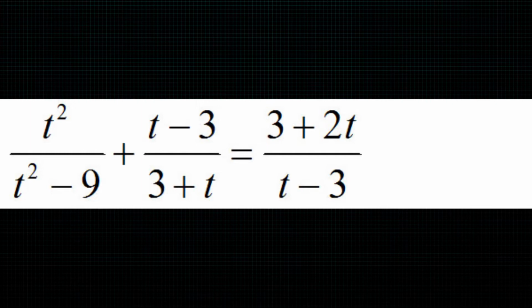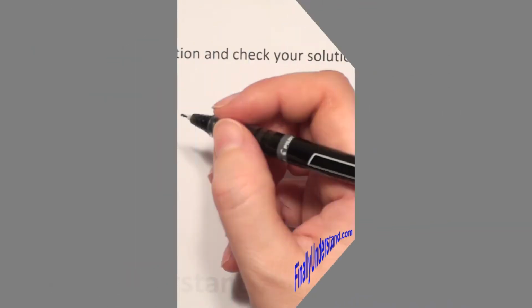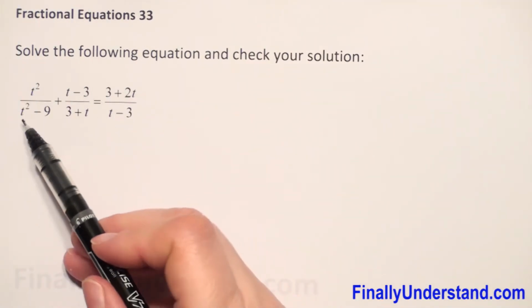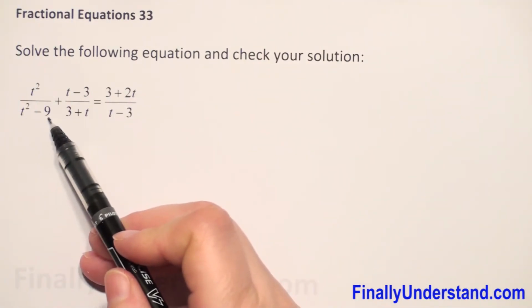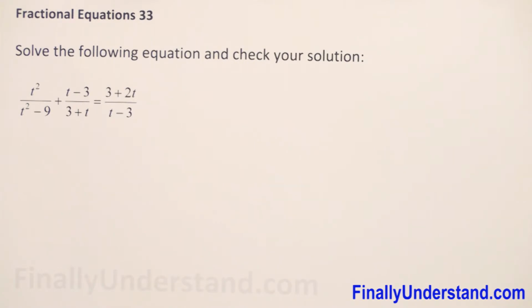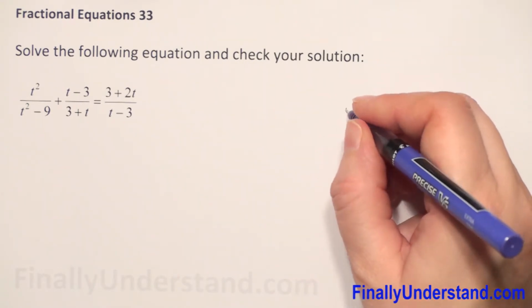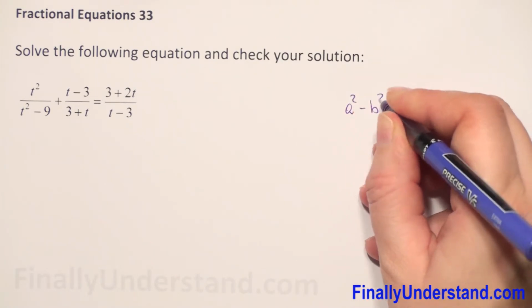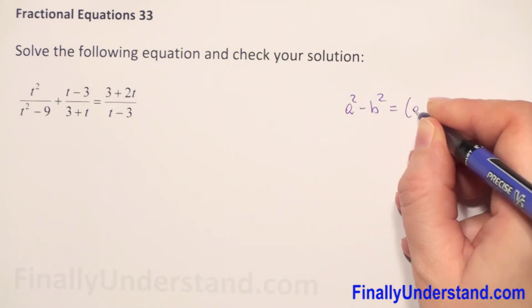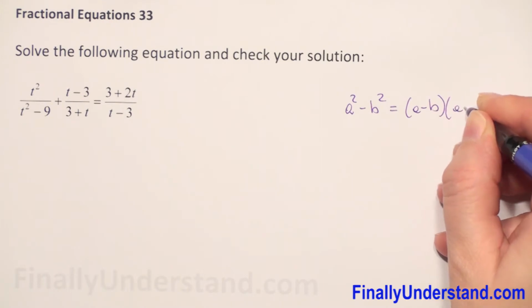We have a given fractional equation. Let me copy our example first. And what else can we do? We have here t squared minus 9, so we can use the difference of two perfect squares formula: a squared minus b squared is equal to a minus b times a plus b.